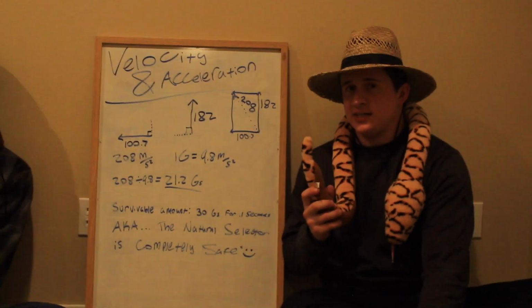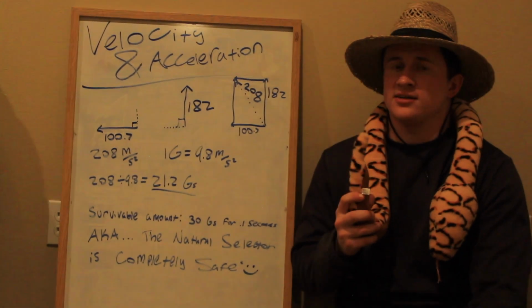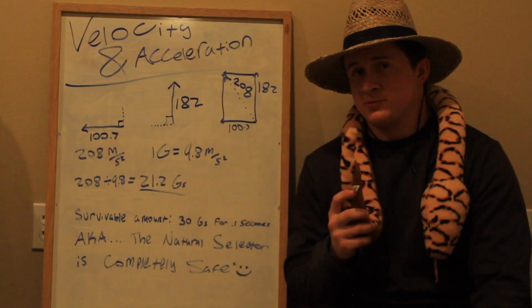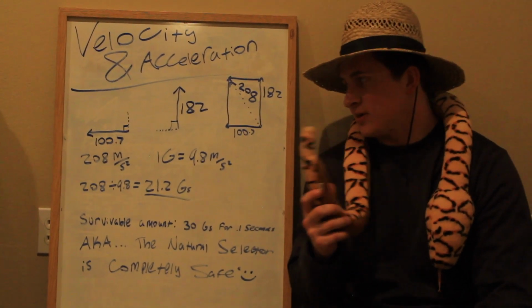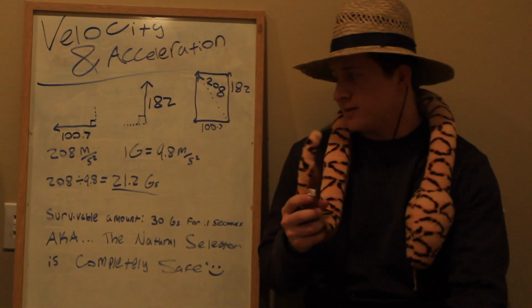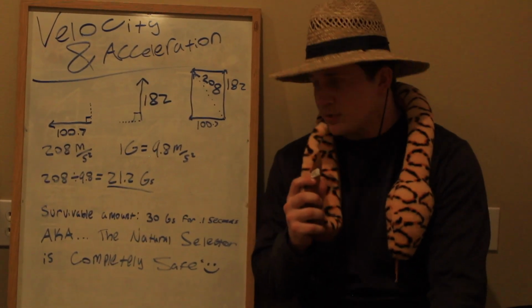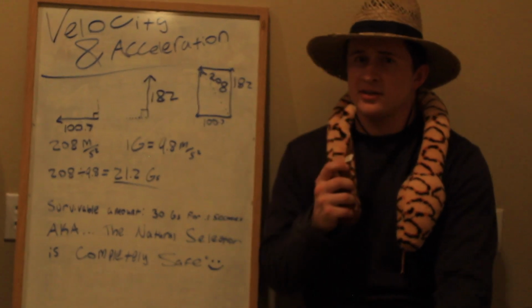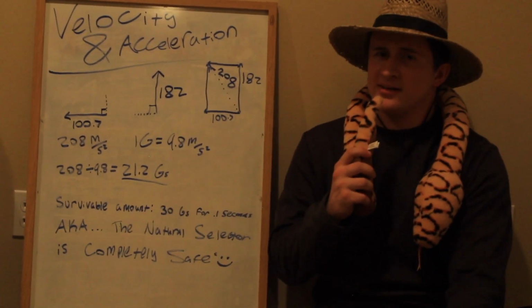Well, we know that 1g is the amount of force acting on us on Earth, so we wanted to figure out how much of that is acting on us with 208 meters per second squared to find out how much is survivable. So we divided 208 meters per second squared by gravity to find that there are 21.2 Gs acting on you at the most extreme part of our roller coaster. But what does that even mean? Well, let's take it away with Mike.